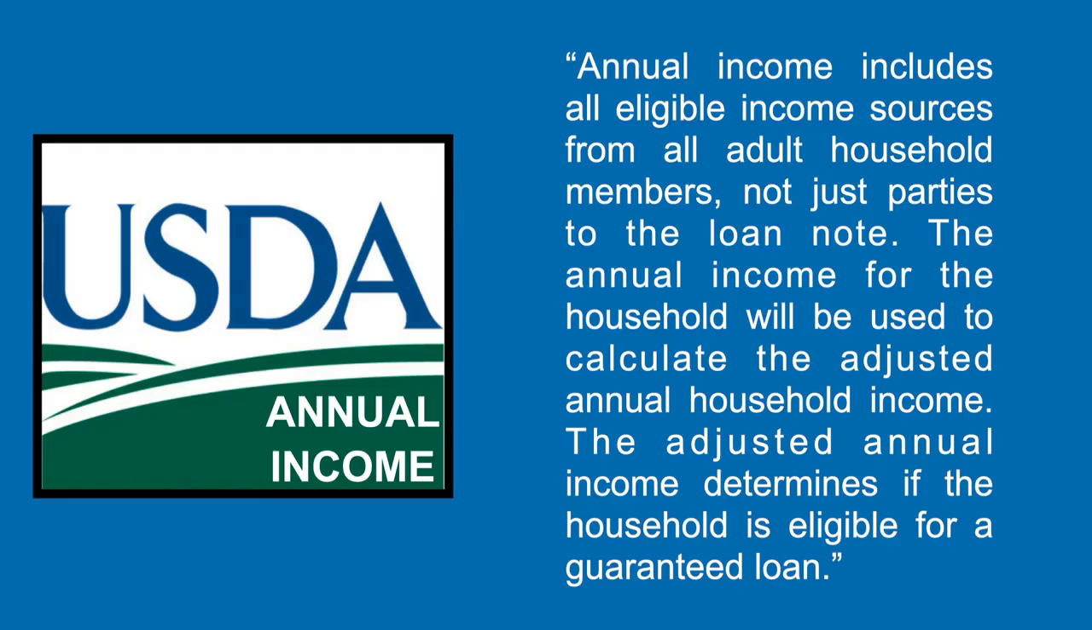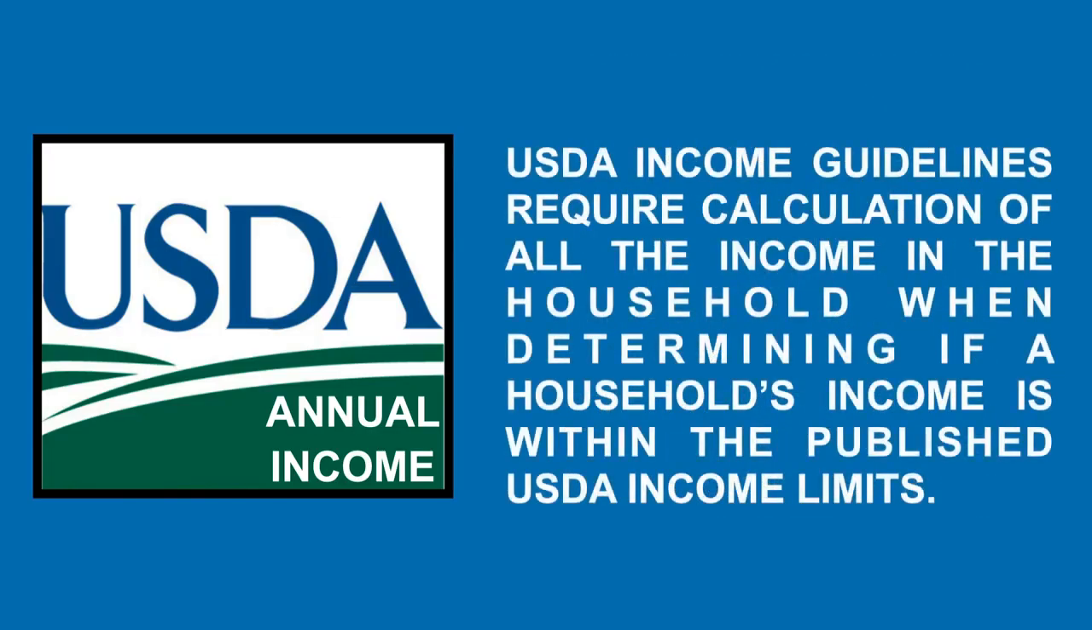USDA guidelines state that annual income includes all eligible income sources from all adult household members, not just parties to the loan. The annual income for the household will be used to calculate the adjusted annual household income. The adjusted annual income determines if the household is eligible for a guaranteed loan. Remember that USDA income guidelines require calculation of all the income in the household when determining if a household's income is within the published USDA income limits.